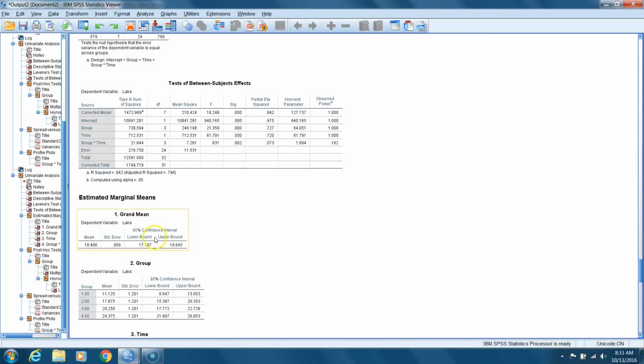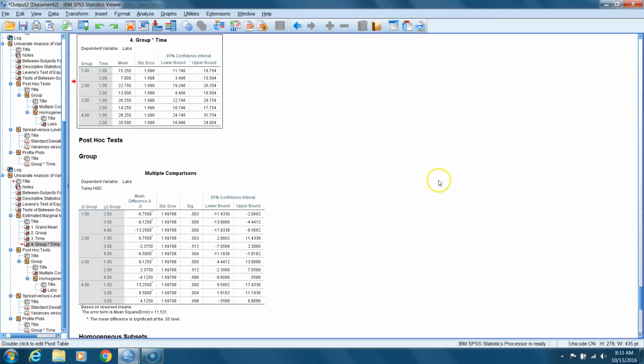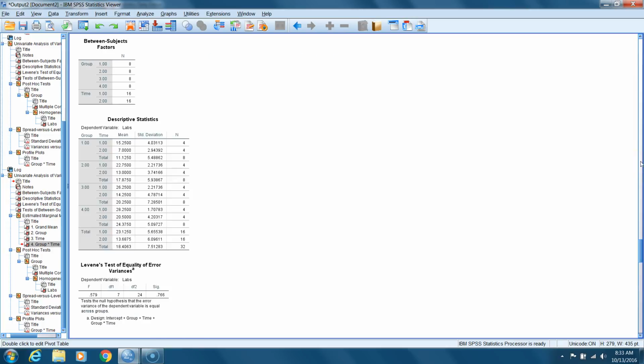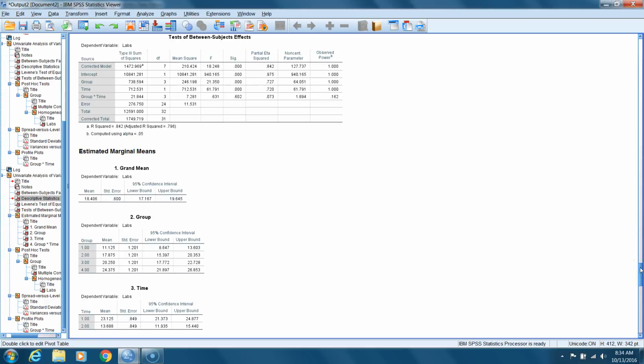Well, first thing I have here is our grand mean. Our grand mean is 18.406, and if we look up here, before we ran with our descriptive statistics all the way down, 18.406 is right here. So we see our grand mean is 18.4. We can say that this represents the overall mean no matter what group or time or anything. So it's the overall mean for the dependent variable, ignoring all of the differences between groups and times.